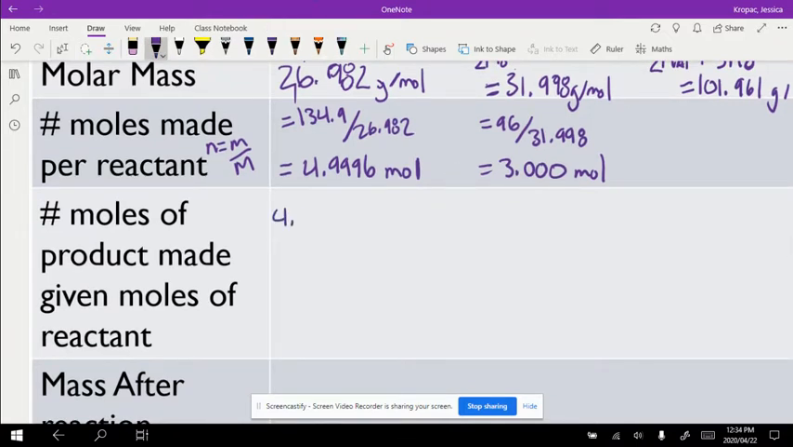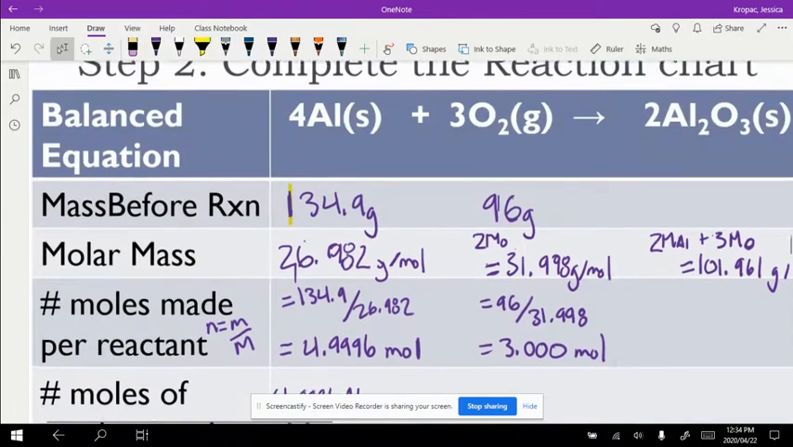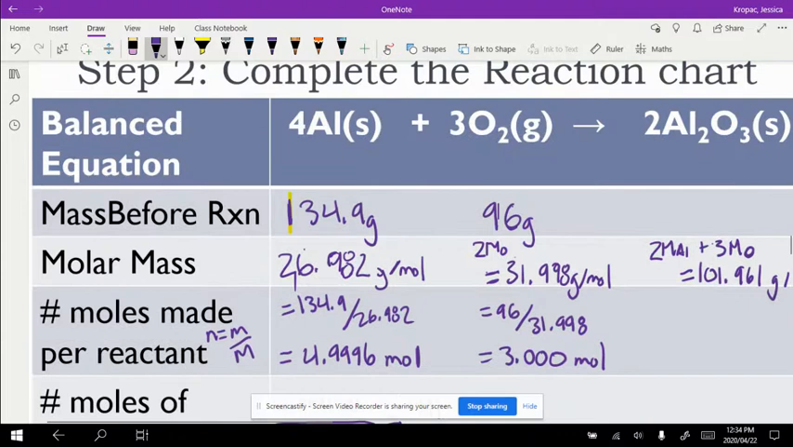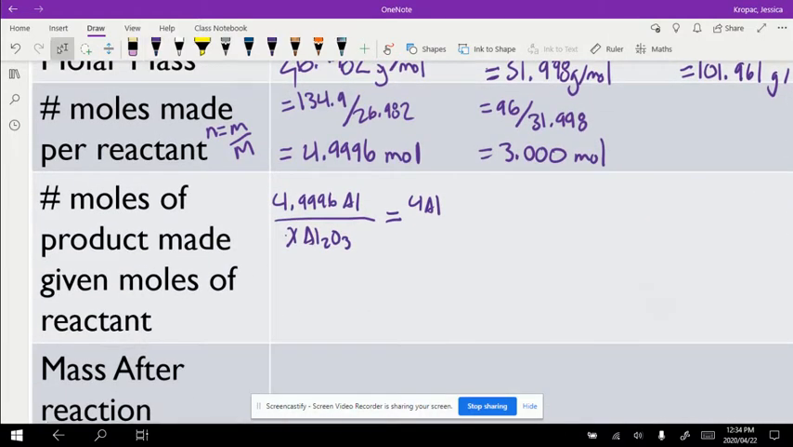So I've got 4.9996 moles of aluminum. And I don't know yet how many moles of aluminum oxide I have. So I'm going to keep that as X, and that's what I'm going to try to solve for. Now, in my next little section here, my next part of the ratio, I need to look at the coefficients in my balanced chemical equation to figure it out. So I'm going to scroll up. I'm going to take a look at the number that's in front of aluminum. It's a 4. So I'm going to write 4 here. And then I'm going to scroll up and take a look at the number that's in front of aluminum oxide. It's a 2.